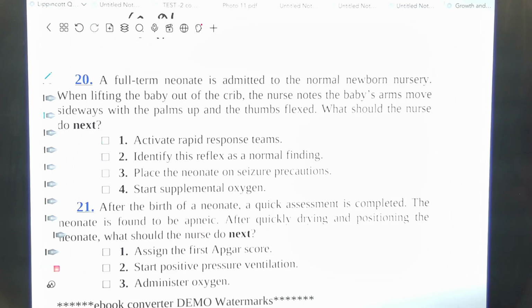So this is a normal Moro reflex. So no intervention is needed. Second will be the right one. Identify this reflex as a normal finding.